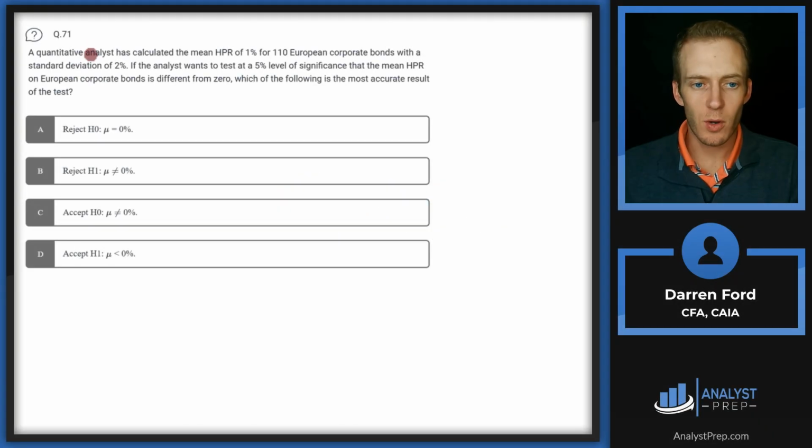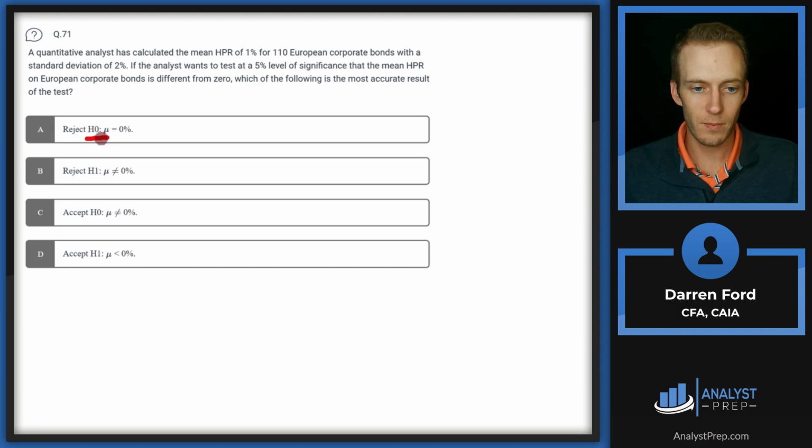Question 71. A quantitative analyst has calculated the mean HPR, holding period return, of 1% for 110 European corporate bonds with a standard deviation of 2%. If the analyst wants to test at a 5% level of significance that the mean holding period return on European corporate bonds is different from 0, which of the following is the most accurate result of the test?